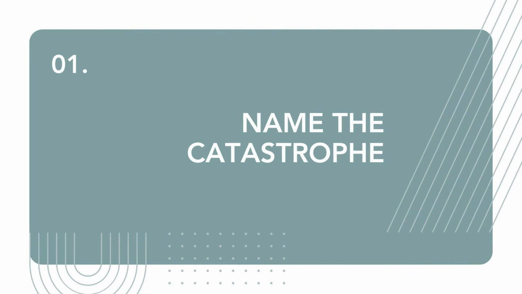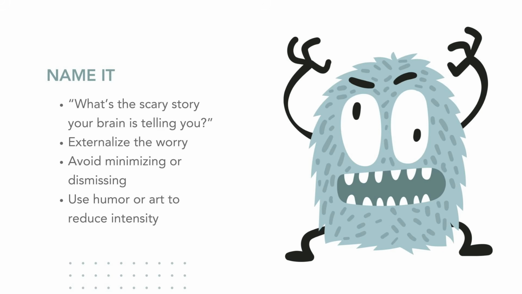Step 1 is name it, or name the catastrophe. We start by asking, what's the scary story that your brain is telling you? That phrasing helps to externalize the thought. We want to let them say it out loud, even if it sounds irrational. We want to avoid minimizing or dismissing it by saying, oh, that's never going to happen. We just want to give them the space to name it.